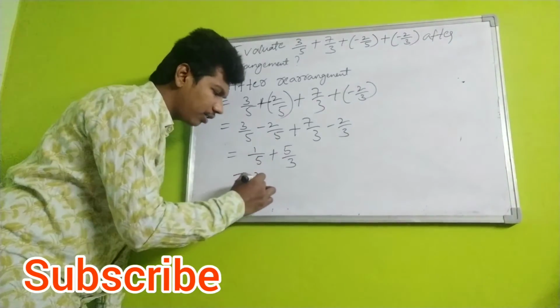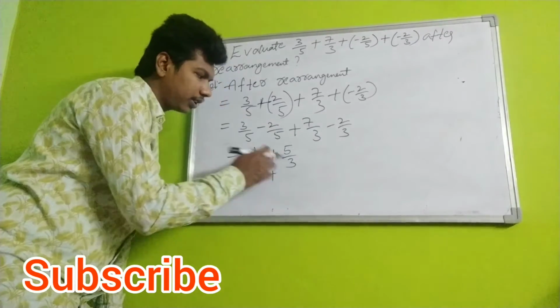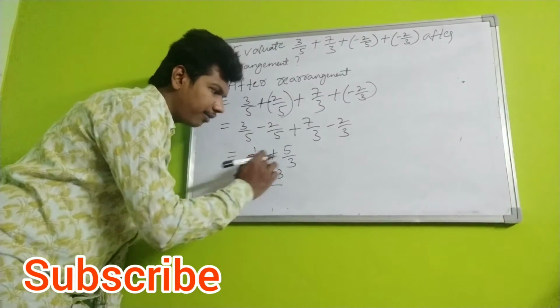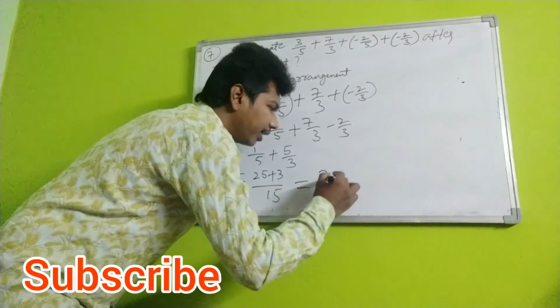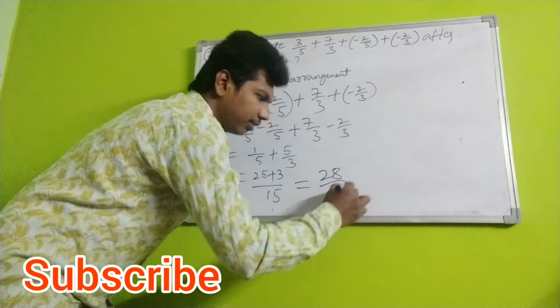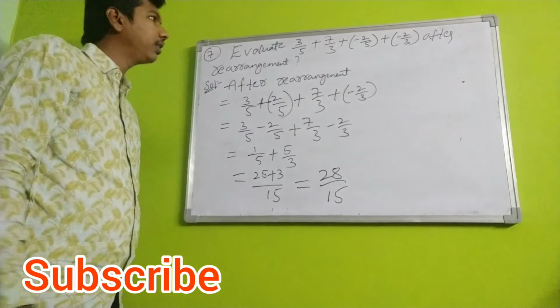5 5s are 25 plus 3 1s are 3, by 5 3s are 15. The final answer is 25 plus 3, 28. 28 divided by 15. Yeah, this is the solution, students.